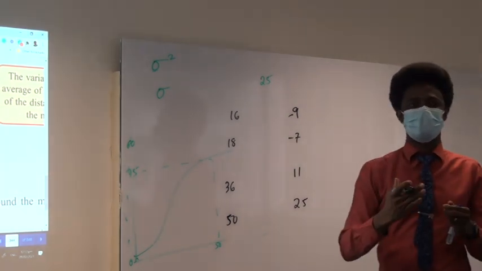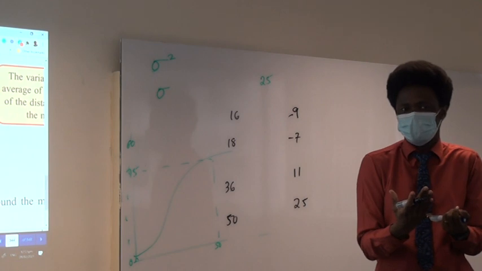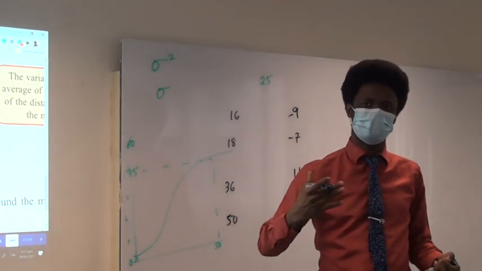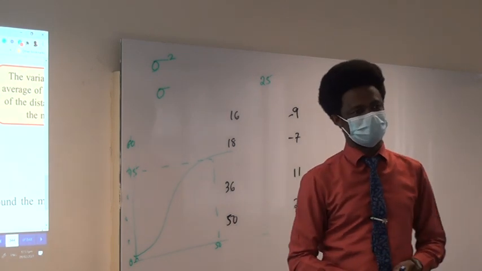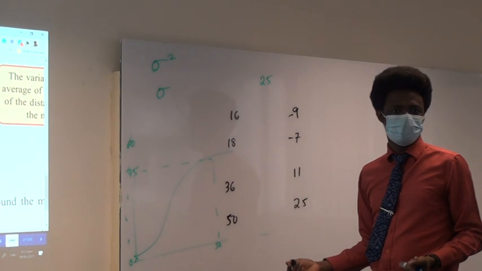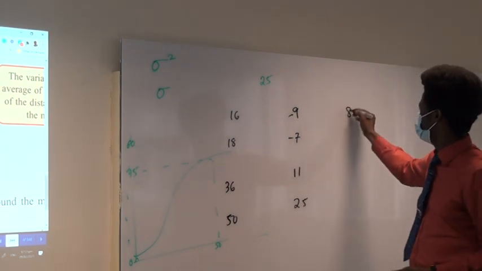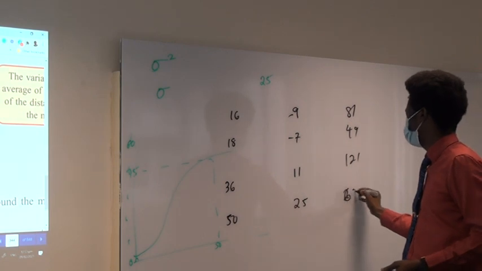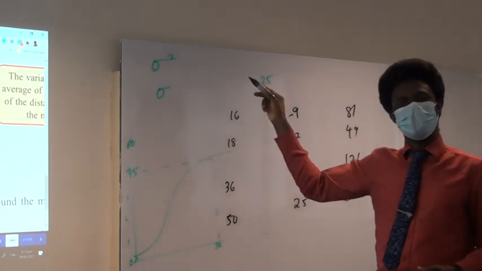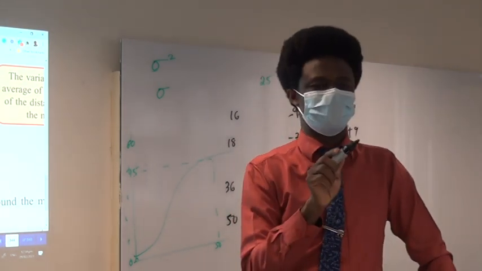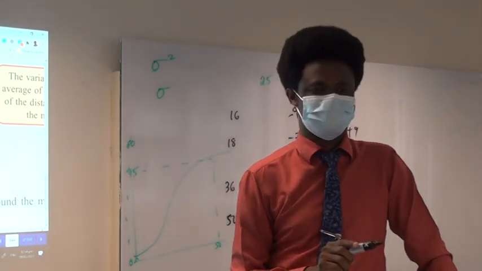Anyway, the spread tells you the deviation as well. This is the spread we are talking about: how do these data deviate from the mean? Now, some will be positive, some will be negative. How about we just square it? 81, 49, 121, 625. If we find the average of the square of this deviation, what you have done is find the variance.